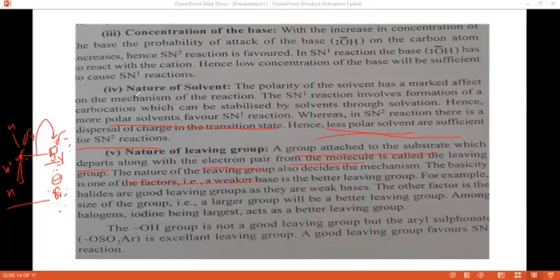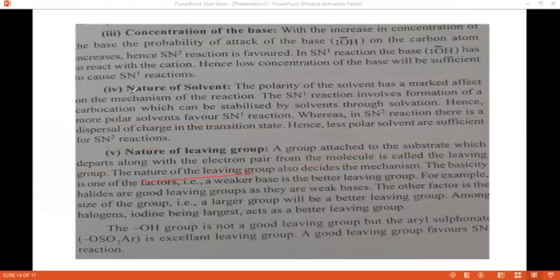The nature of the leaving group also decides the mechanism. There are two important factors to decide a good leaving group. The first factor is basicity, that is, weaker base versus stronger base. Here the weaker base is the better leaving group.